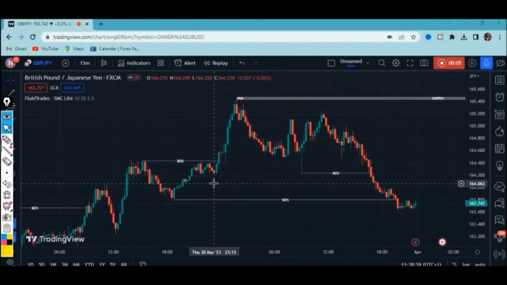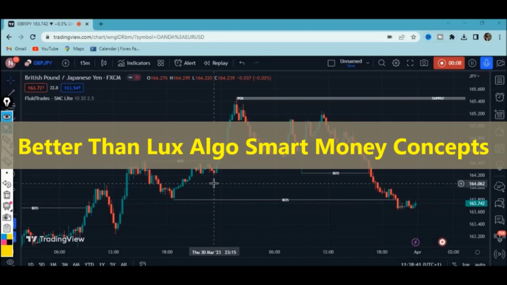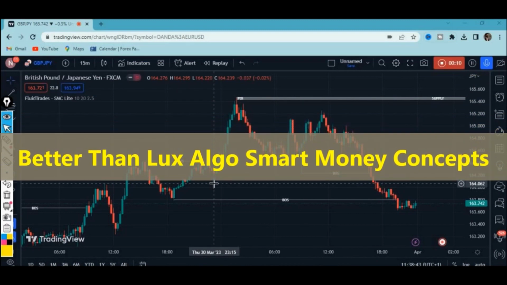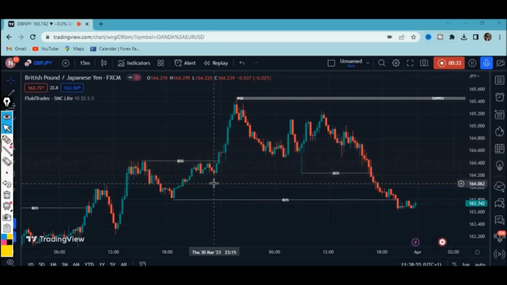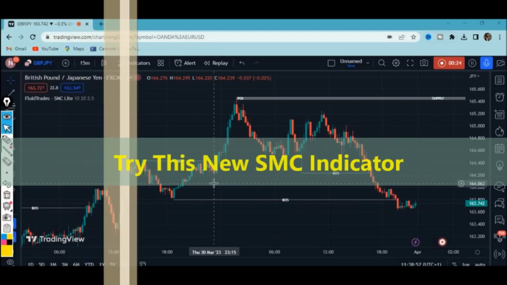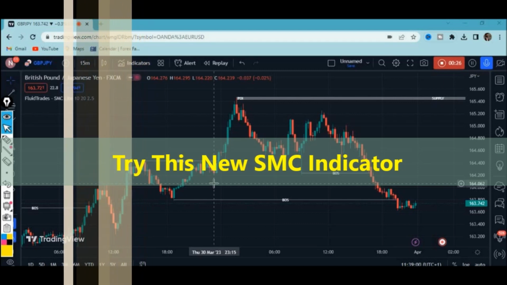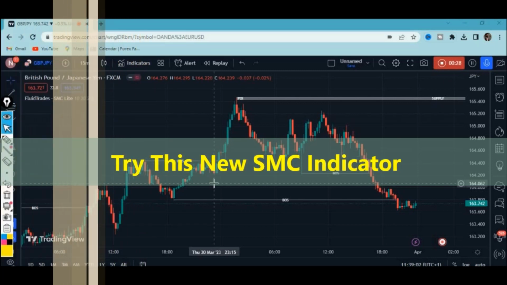Better than the Lux Algo Smart Money Concept indicator. We're just going to look at this indicator by the name Flutes Trades SMC Live to see how good it is, or rather to see what is really plotting live on our charts. Okay, so this indicator shows us a break of structure, and it also shows the point of interest, which can be a supply and demand zone. So it's kind of an indicator that is giving you confirmation.